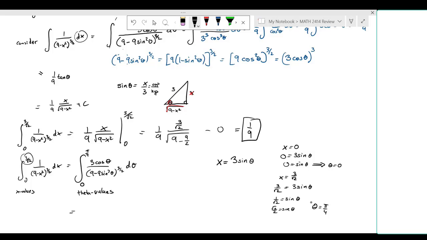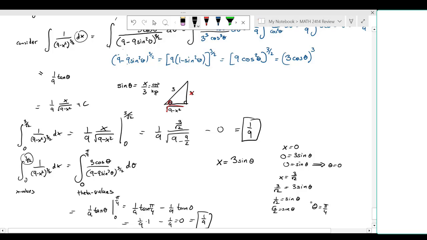Okay. And then we would anti-differentiate, and we already know we would get tangent of theta. We did that work. And then you can just plug in these bounds. Pi over 4, and then we get tangent of 0. Tangent of pi over 4, I believe, is 1, right? Tangent of 0 is 0. So luckily, we get the same answer numerically.